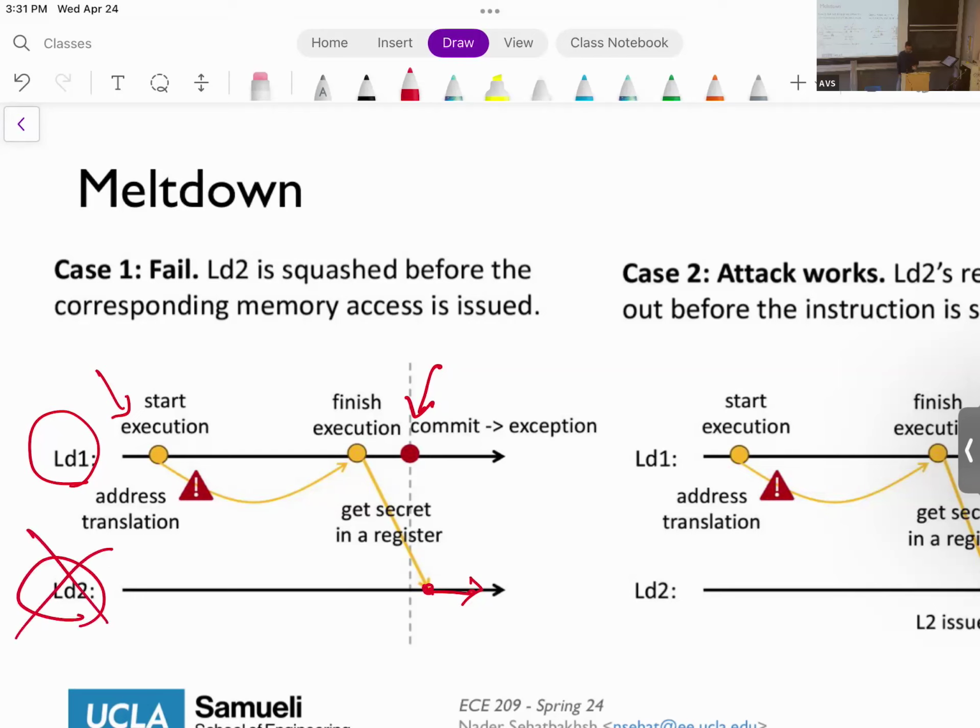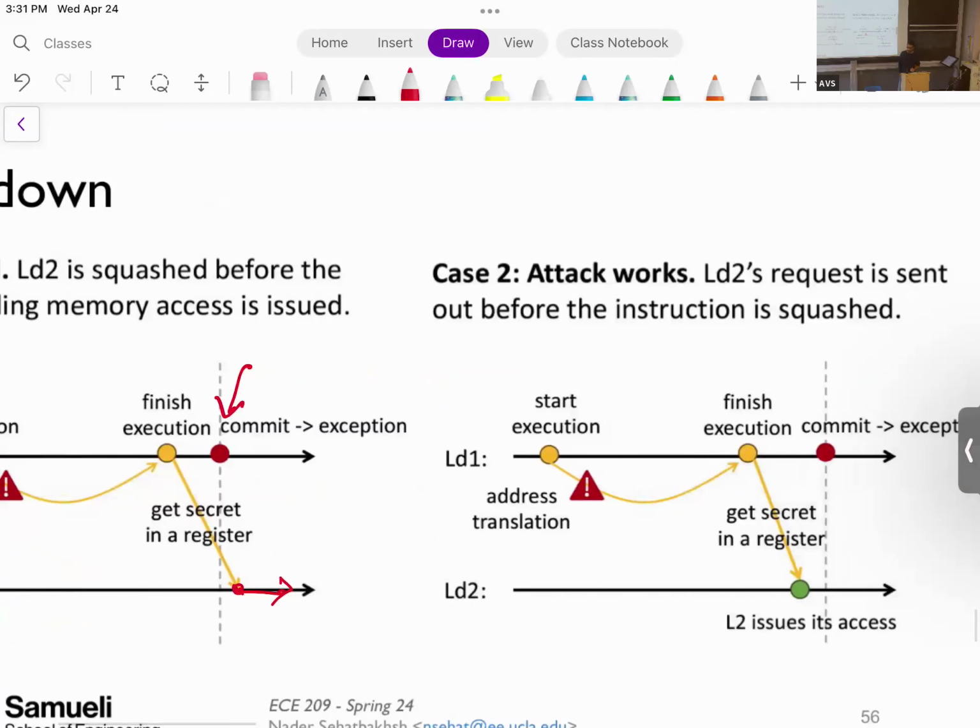So nothing bad happens. But now think about this scenario: load number one starts being executed, okay? At some point it finishes the execution, but since we are still in the transient window, we're going to also issue load number two. And as we do issue load number two, it will be issued to the memory and bring the data into the cache. At some point in the future, we're going to commit load number one, and we will see that this would have been an exception.